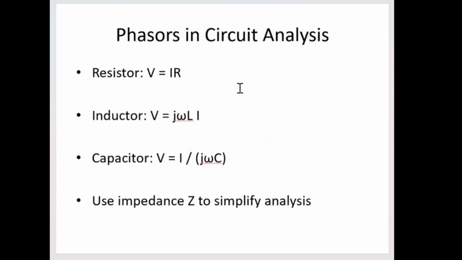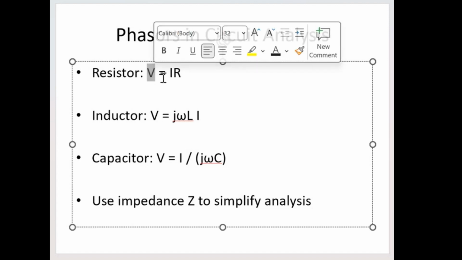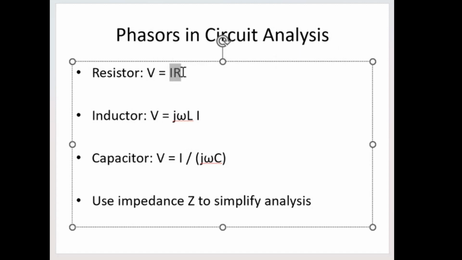Now, based on what we just showed here, the phasor in circuit analysis can simplify things. For the resistor, because there is no integration or derivative, it's straightforward: the relation between the voltage and current is going to be the same as in the time domain, voltage equals current times resistance, IR.